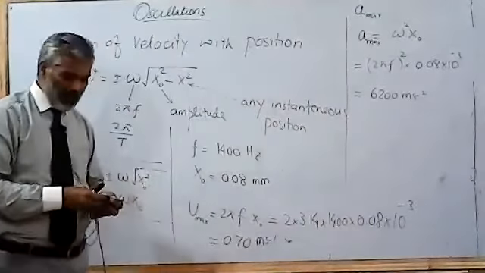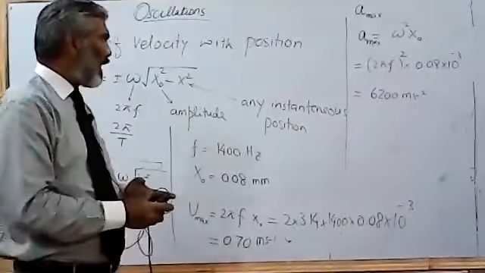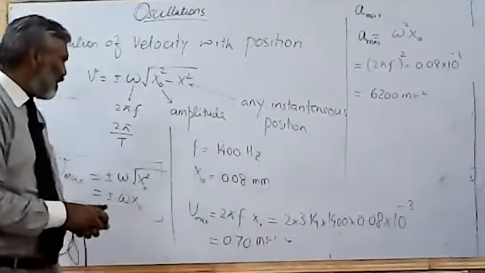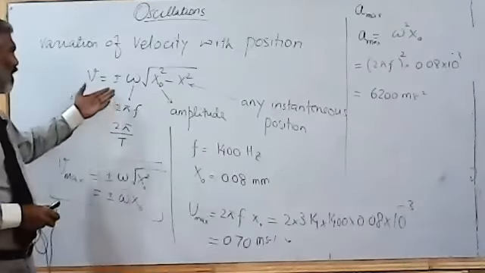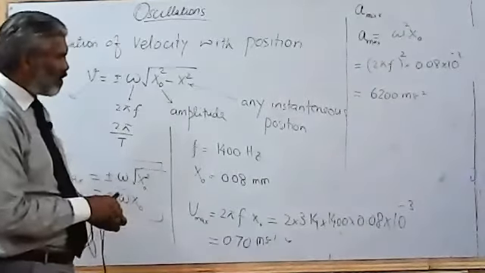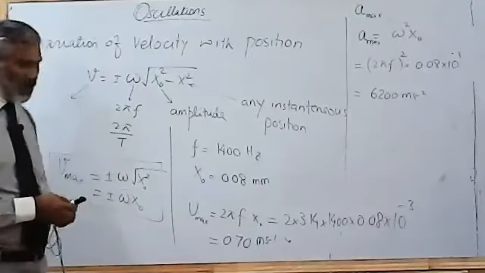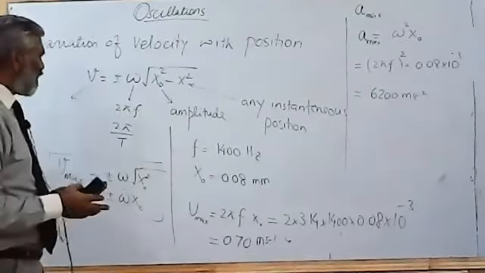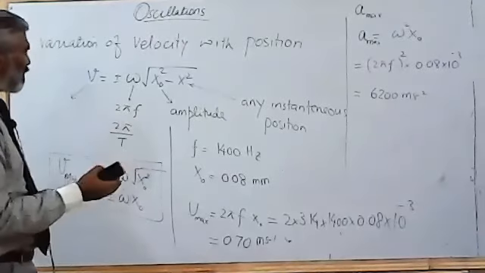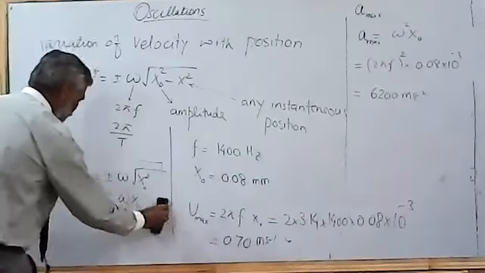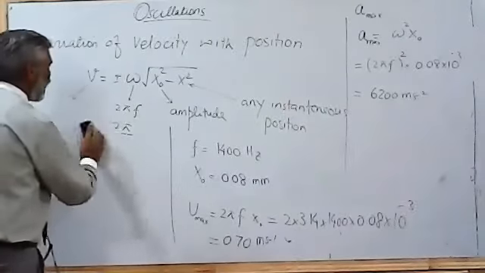So if we know the values, it's easy to calculate the maximum acceleration and the maximum velocity. That means in relations like this, we just need a couple of values to calculate the maximum values. But what if it is not the maximum value, it is any other value at a certain position? Let's try to calculate that velocity as well.